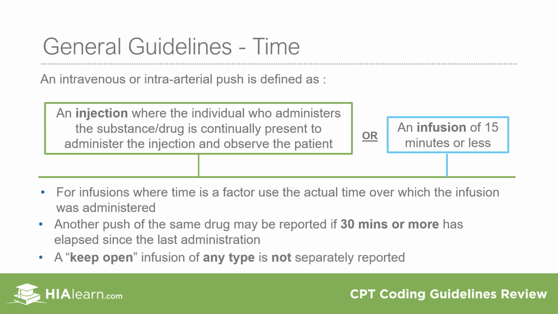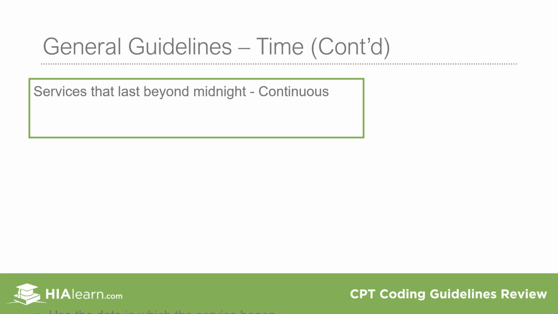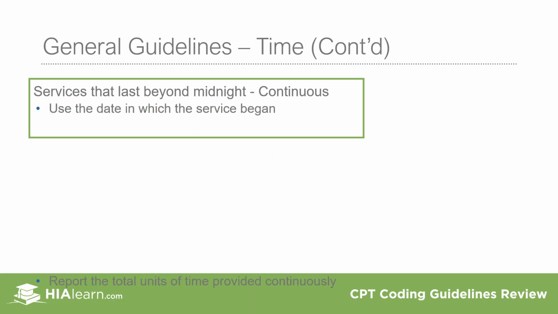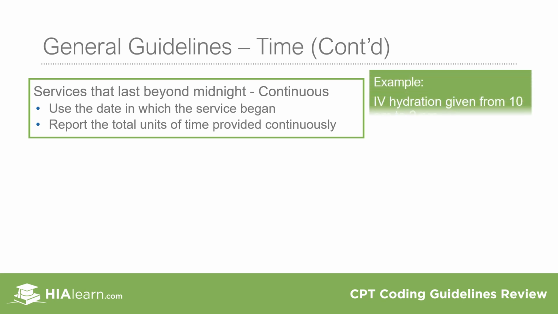An infusion of any type that is administered solely to keep open a venous or arterial access is not separately reportable. For continuous services that last beyond midnight, use the date in which the service began and report the total units of time provided continuously. For example, if hydration is administered from 10 p.m. to 2 a.m., code 96360 is assigned once, with add-on code 96361 assigned twice to account for the total units of time the hydration was administered.